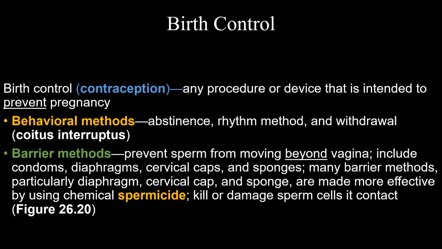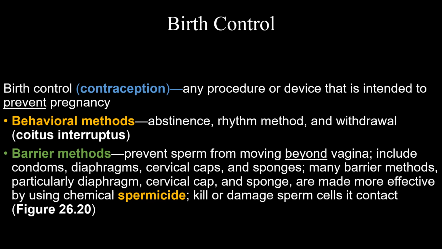There's also the withdrawal method. You may have heard it called the pull-out method. This is coitus interruptus, and it involves withdrawing the penis before ejaculation. This also has a high failure rate because it's difficult to time withdrawal accurately because sperm can be present in the pre-ejaculatory fluid. In addition, sperm can be ejaculated anywhere on the vulva and potentially enter the female reproductive tract.